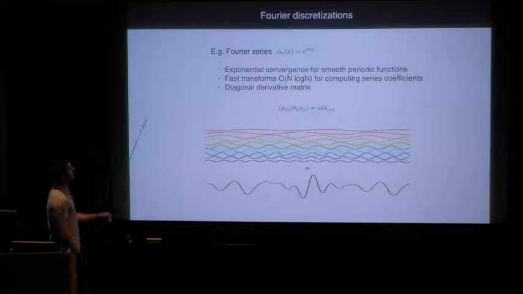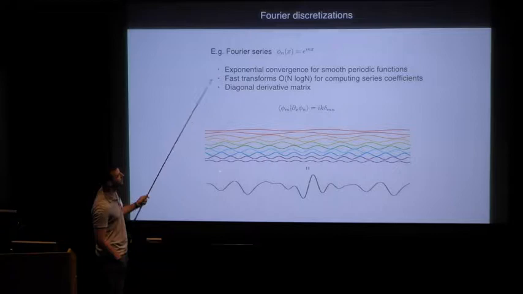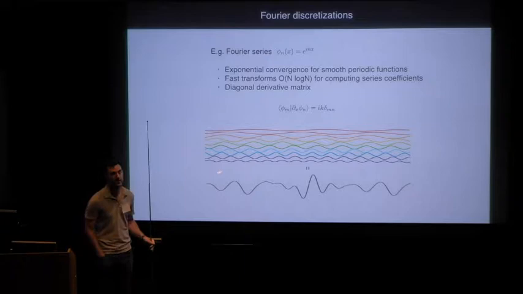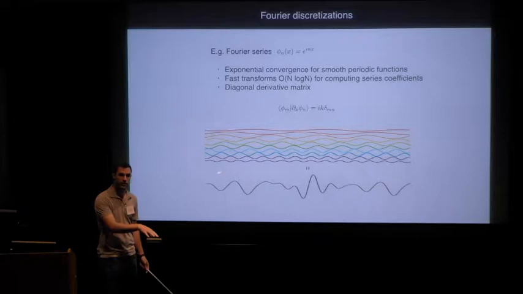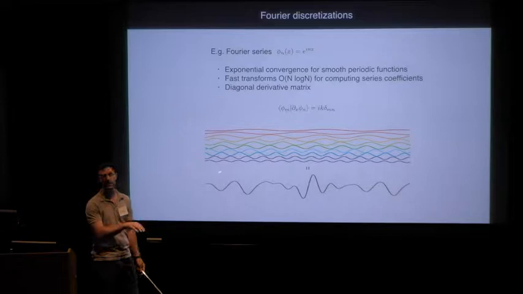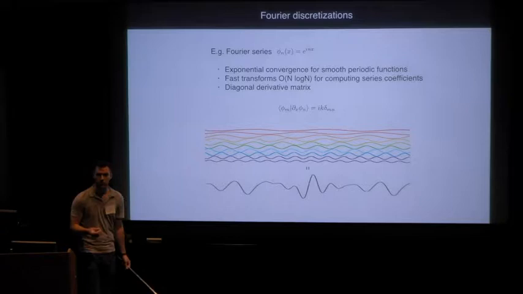One is that you can compute the coefficients from the values on a grid in order n log n time using an FFT. So this is a fast transform. So for instance, if you need to set up initial conditions on the grid and then compute the coefficients, or if you need to compute nonlinear products, that's typically done in grid space. You can switch back and forth between the modal representation and the nodal representation of your solution very quickly.